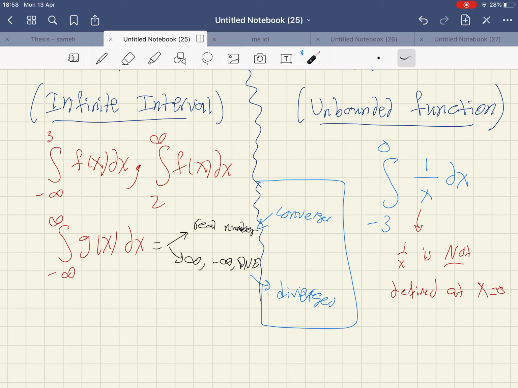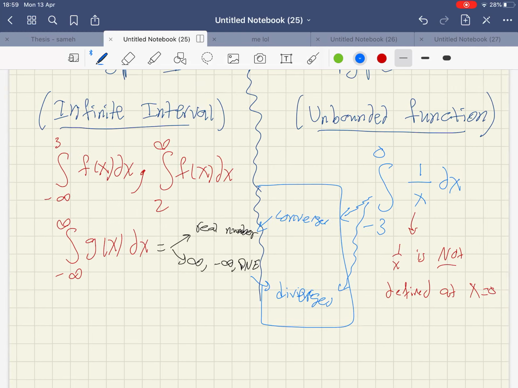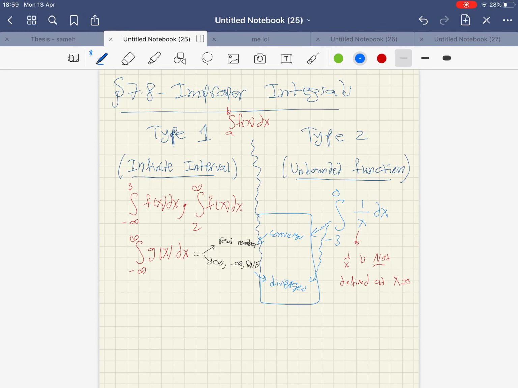And again, even for an improper integral of type 2, where we have an unbounded function, we have two options for the answer, converges or diverges, depending on what we get. Now, how we find, or how we evaluate, or how we determine converges or diverges, this will be in the next videos and the next examples.